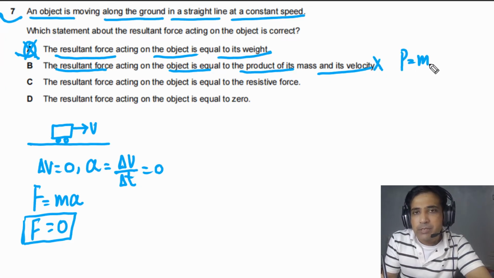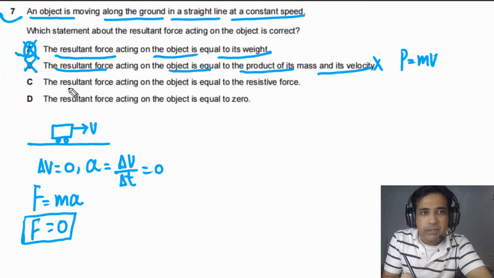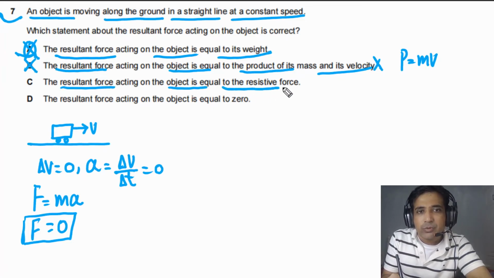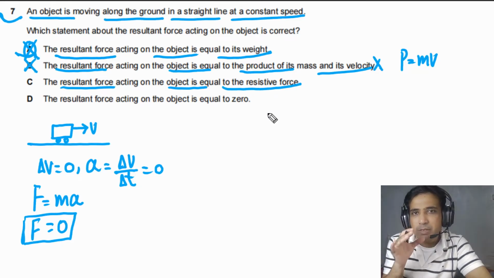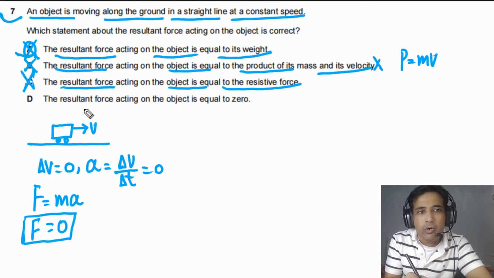If you look at statement C, the resultant force acting on the object is equal to the resistive force. If there is a resultant force, it means the body will have acceleration. So this statement is also not right. If you look at option D, the resultant force acting on the object is equal to 0. So this statement is correct and this is our final answer.